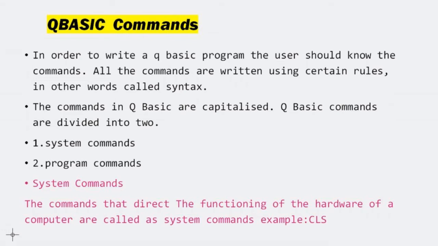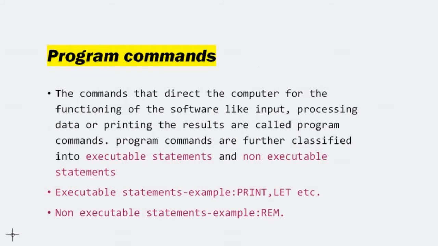System commands. The commands that direct the functioning of the hardware of a computer are called system commands. Example: CLS. This command clears the content of the screen and moves the cursor to the home position. Program commands. The commands that direct the computer for the functioning of the software, like input, processing data, or printing the result, are called program commands.